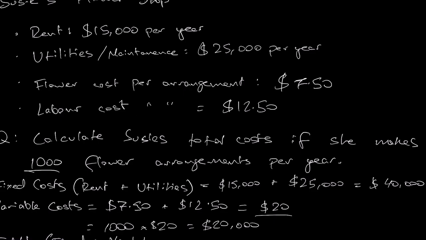So then in order to figure out total costs, I'm going to add my fixed and my variable to give the final amount: $20,000, which is variable, and $40,000, which is fixed. So Susie's costs per year when she produces 1,000 flower arrangements is $60,000.